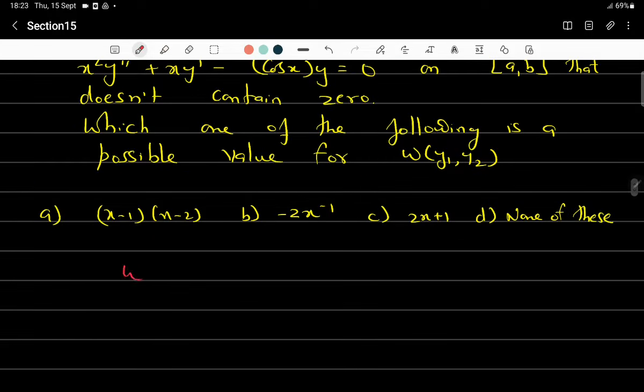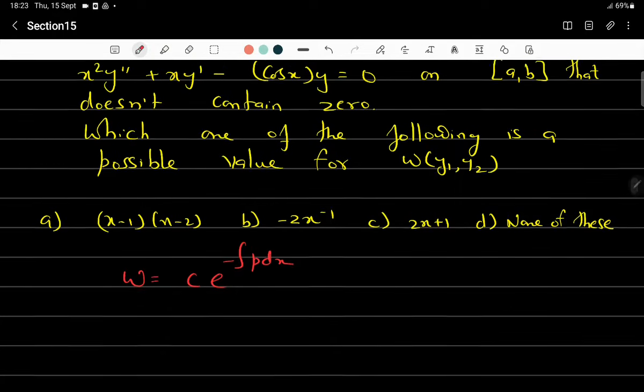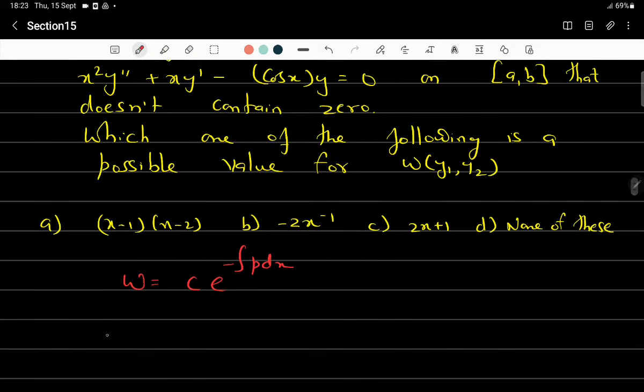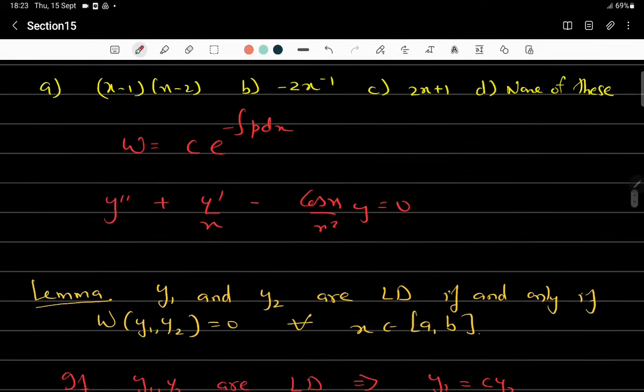So the Wronskian is c e raised to the power minus integral of p dx. Yes, now what is p? So you have to write down the given equation into the standard form, which is y double dash plus y dash by x minus cos x by x square y is equal to 0. Here you can see that p of x is 1 by x, and therefore W comes out to be c e raised to the power minus log x, which is c by x.